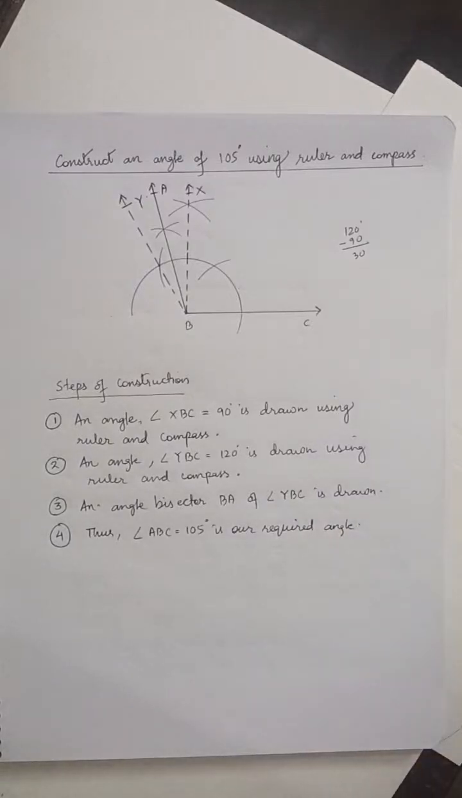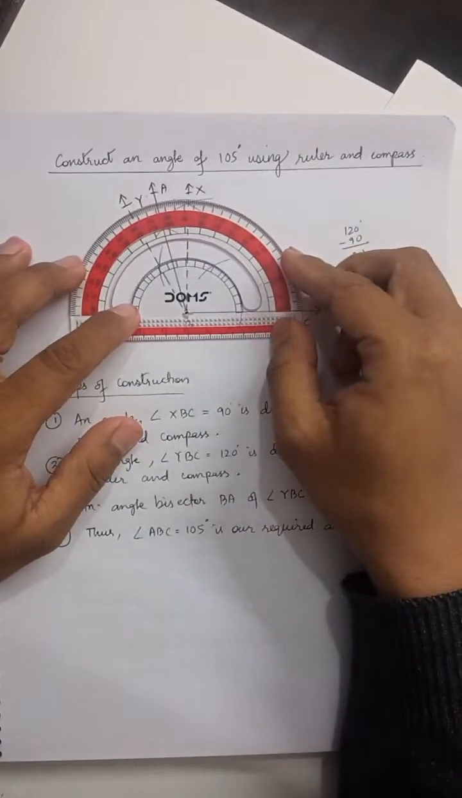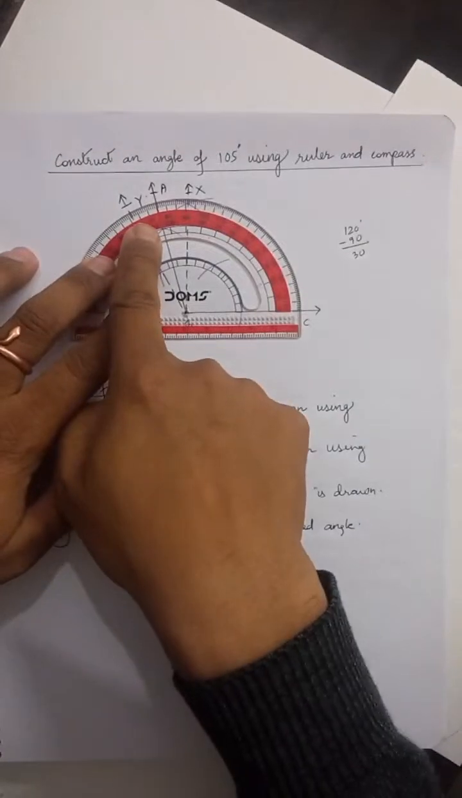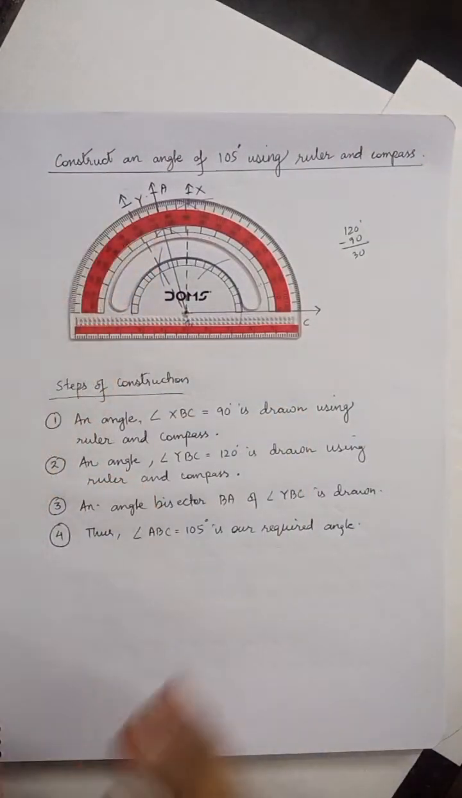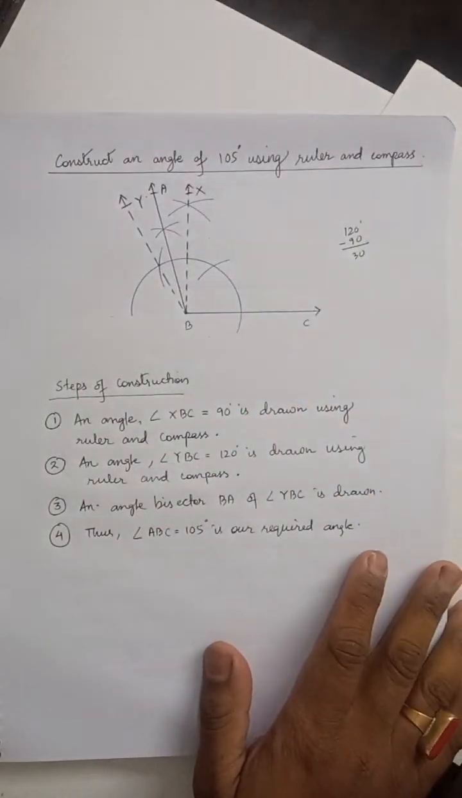Okay. So should we confirm it? Yes, let's do it. Okay. So our ray is passing exactly through the 105 mark. Okay. So this is how we draw angle 105 degree. Fine.